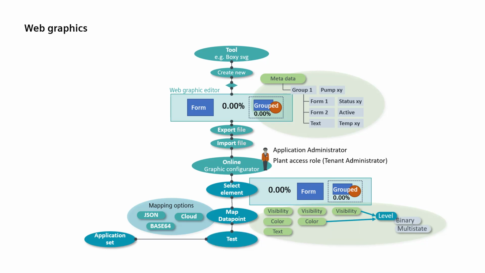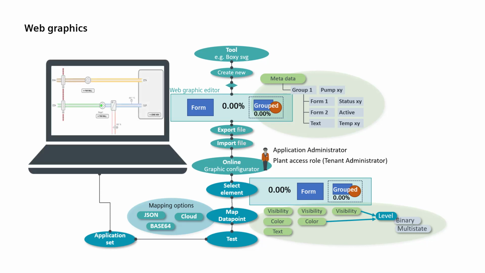Next, we test the graphic and its mapping. If the web graphic works as expected, the file can be exported and loaded into an application set. Last but not least, the web graphic can be tested in the operating menu.